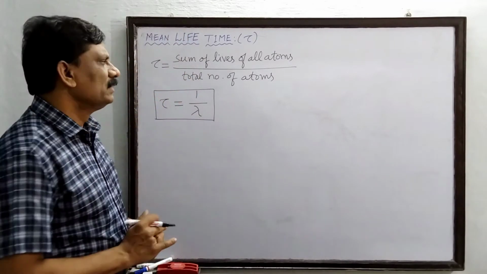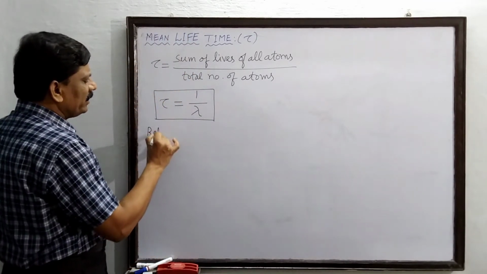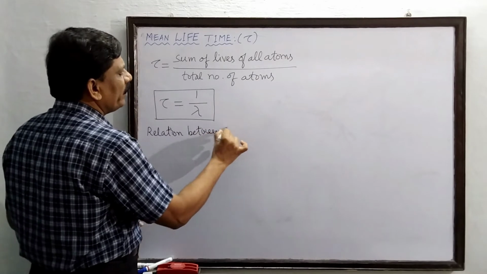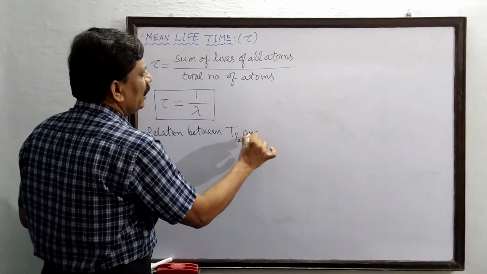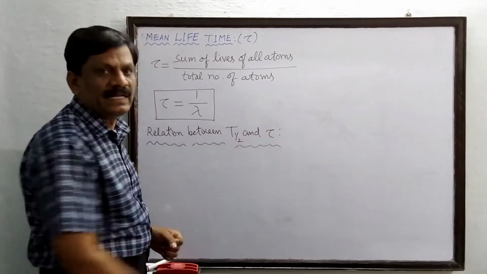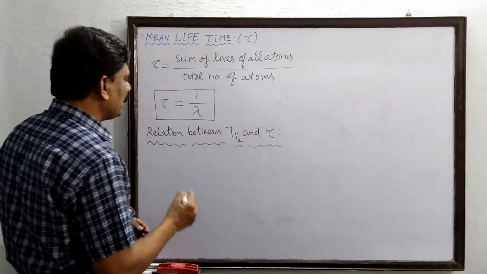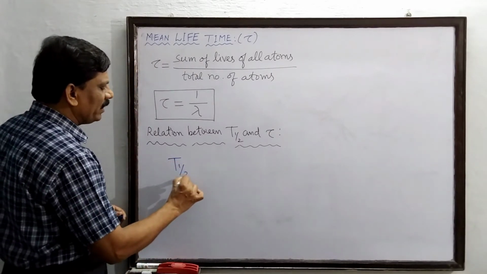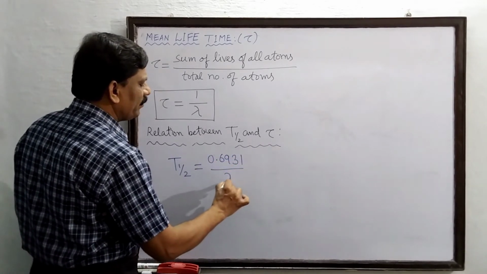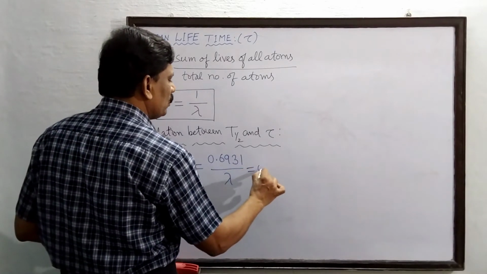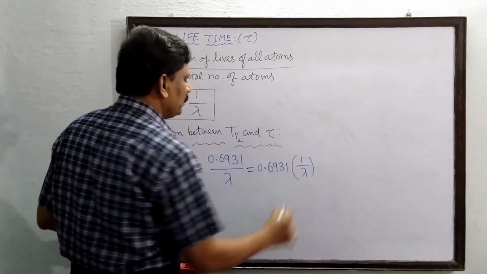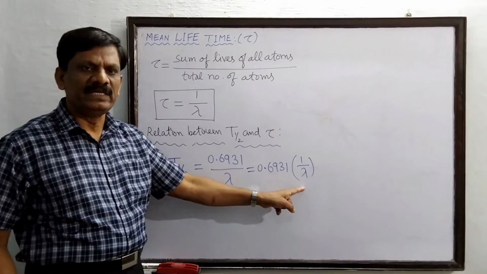Okay, students. Now, what is the relation between half-life and the mean lifetime? So, the relation between half-life T half and the mean life tau. This is required for solving numerical problems directly. So, what is that relation? I am going to write it from the equation of half-life period. We have written T half is equal to 0.6931 divided by lambda, and this is equal to 0.6931 multiplied by 1 by lambda. The same equation I am rewriting in a different form.